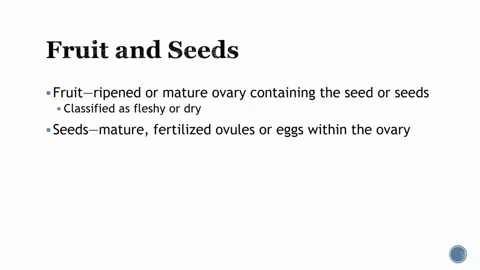Again, that fruit is just that mature or almost ripened ovary that contains the seed or seeds that the plant would have. Seeds are mature. Okay, so they're not ripened. They're not a mature ovary. They are mature, fertilized eggs within an ovary. We'll look at different fruits versus seeds in class, and we'll be able to actually dissect them, and I'll show you what that really means with hands-on material.